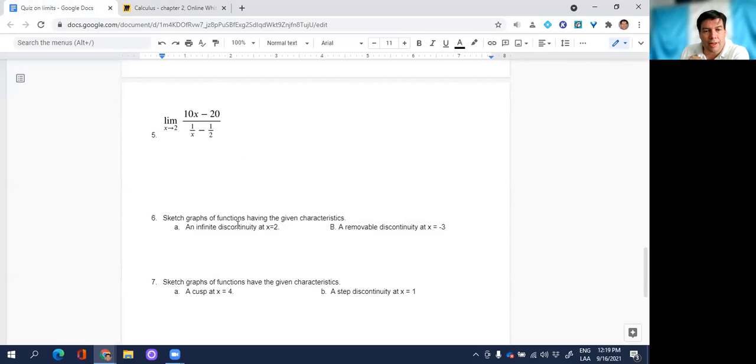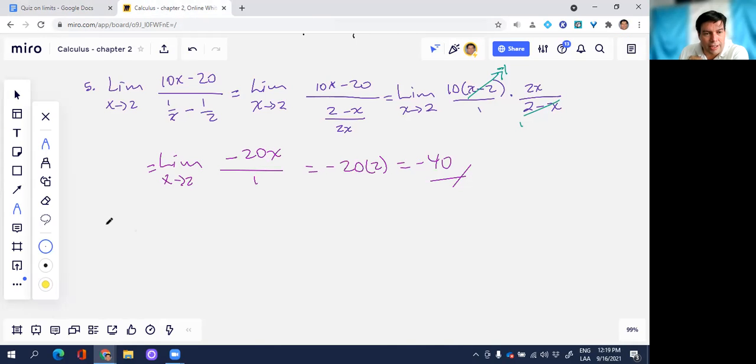Next, sketch graphs with functions having the infinite discontinuity at 2. Okay, number 6, an infinite discontinuity at 2. So here's 2. An infinite discontinuity means it will have a vertical asymptote. There are many possibilities. One of them could be like this, and maybe coming from the same side.